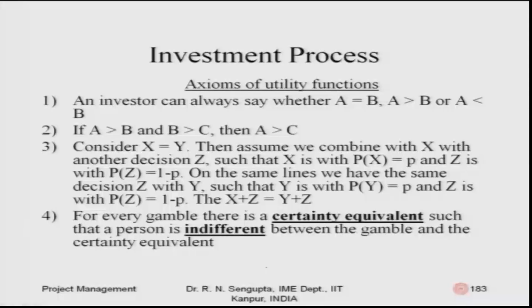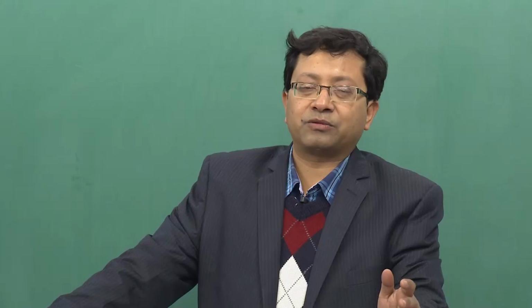So, an investor can always say whether A is equivalent to B, A is better than B, or A is not as good as B, or putting it another way, B is better than A. That means my choices are: I am indifferent between A and B, I am inclined to take A, or in the last case I am inclined to take B. So, if I prefer A with respect to B, and I prefer B with respect to C, then logically I would always prefer A with respect to C. This is the axiom, but in many practical cases it may not be true.